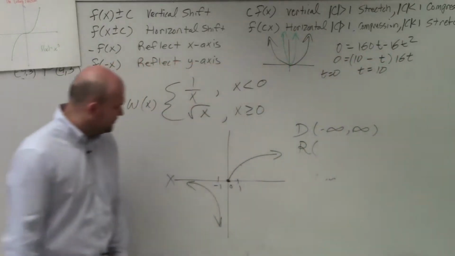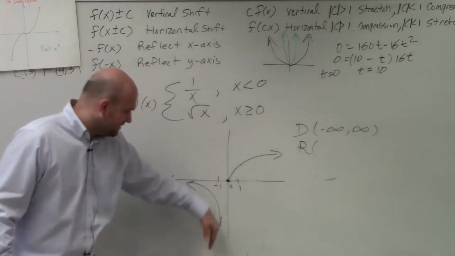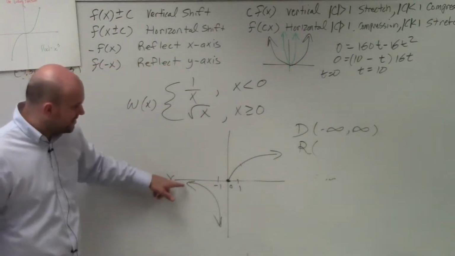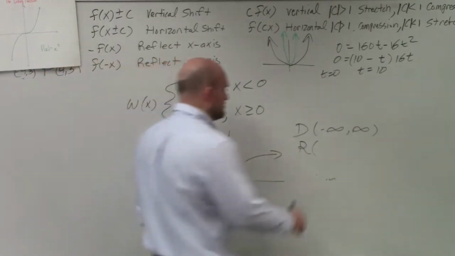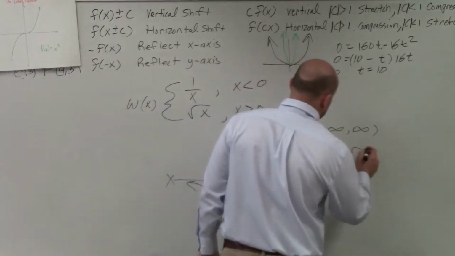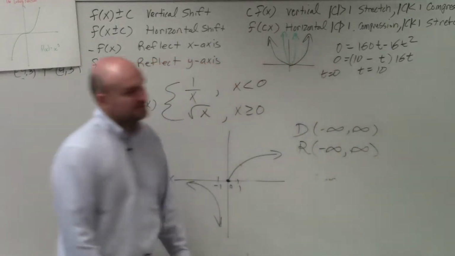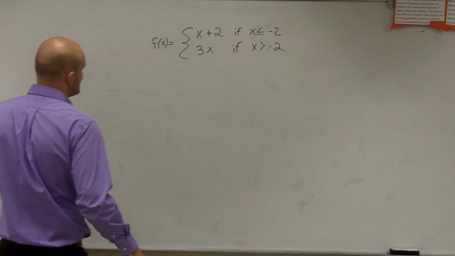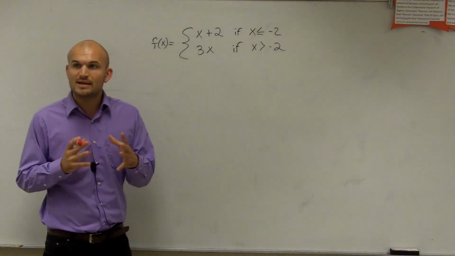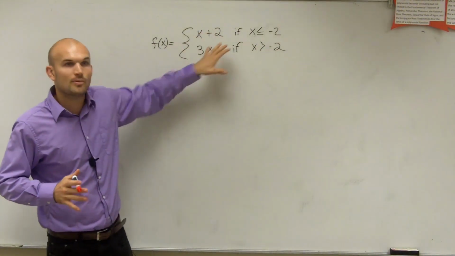The range, you can look at, this graph goes infinitely down. Even though this doesn't go to 0, this function does go to 0, and that goes to infinity. So the domain is negative infinity to infinity, and the range is negative infinity to infinity. So remember, on a piecewise function, the main thing we want to do is just graph both of these functions.